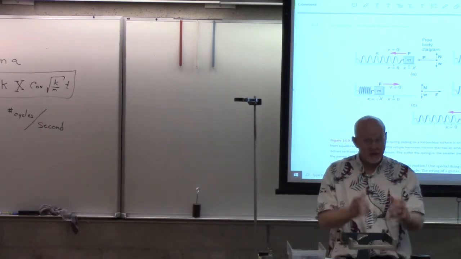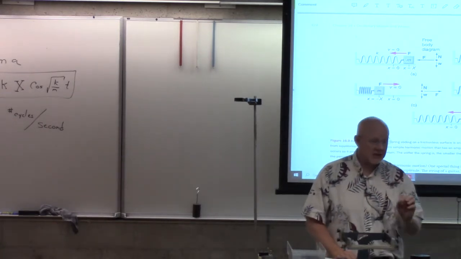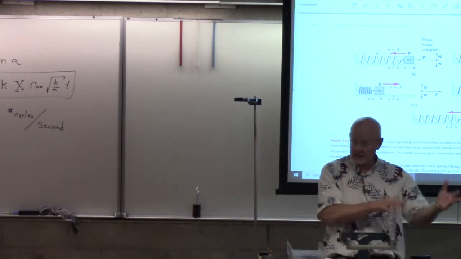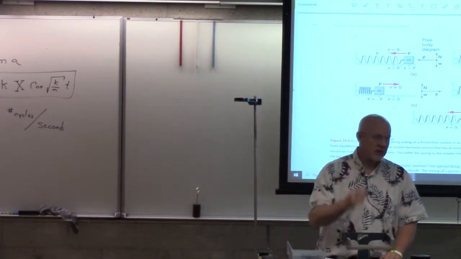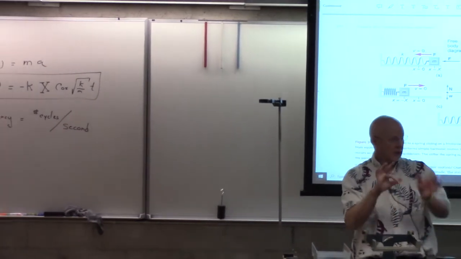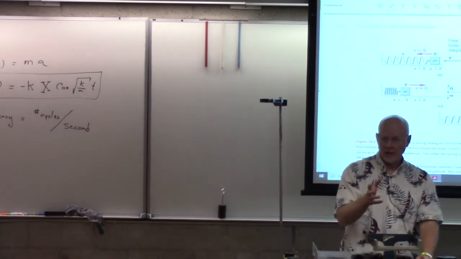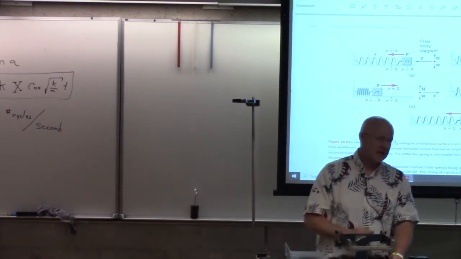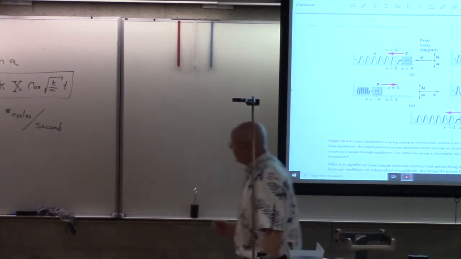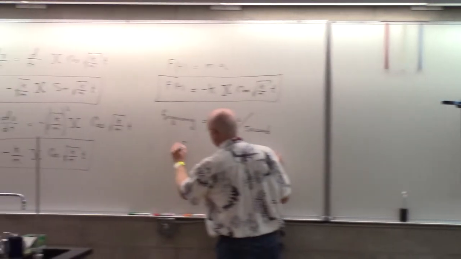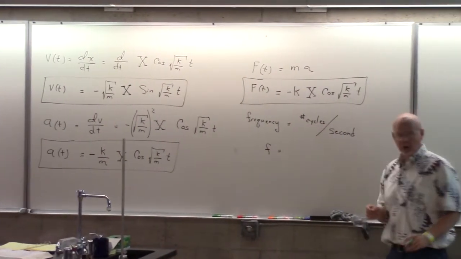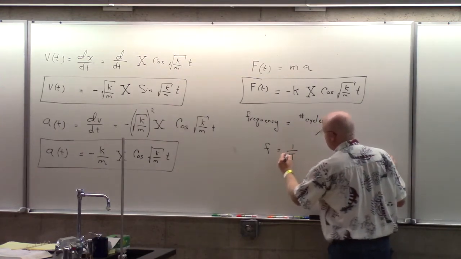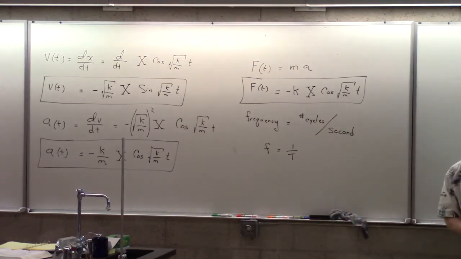Now, another way of saying the same thing is the time for 1 cycle is 1/3 of a second. Right? They're reciprocals of each other. If it goes back and forth 3 times in 1 second, that's its frequency. The reciprocal of that, 1/3 of a second, is the time for 1 cycle. So this is just a way of saying, let me use the symbol little f for frequency, and then point out that it's the reciprocal of the period.